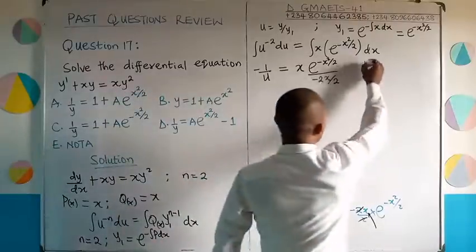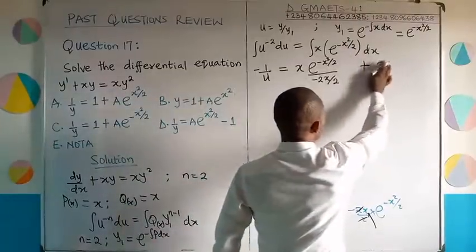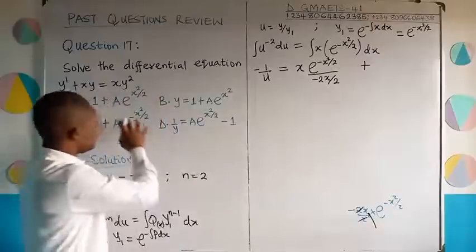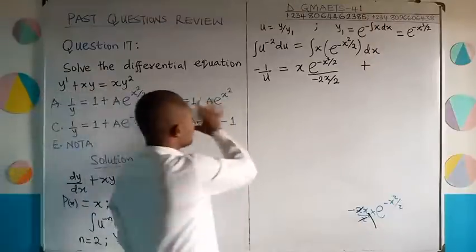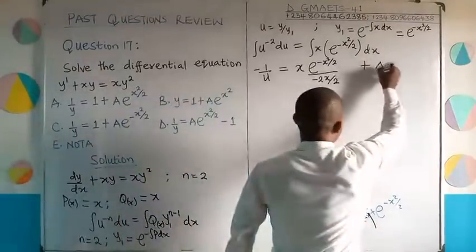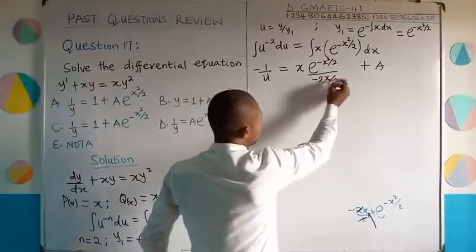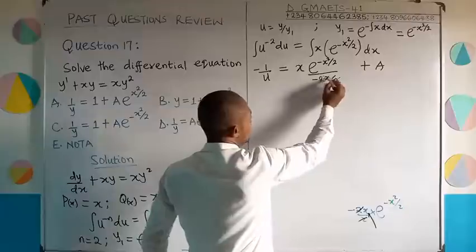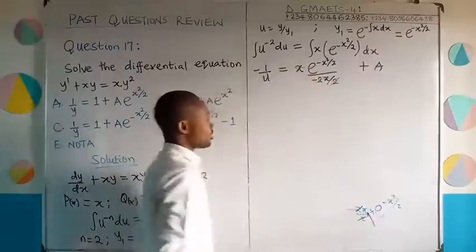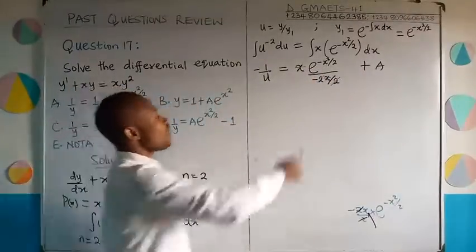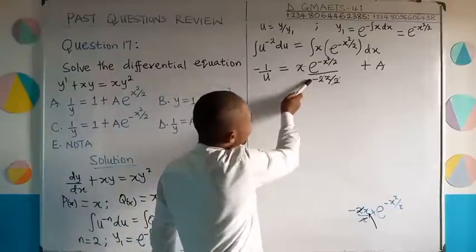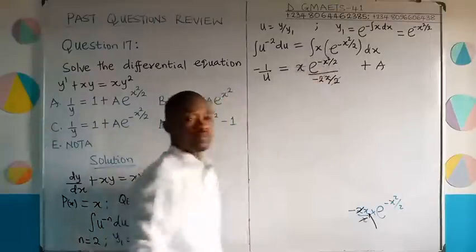Having integrated this, I'll simply put plus c. But let me hold on. Here, the constant of integration in the option is a. So I'm going to put plus a. And then you would see that this 2 will cancel this 2. This x will also cancel this x. So automatically what we have here is simply minus exponential minus x squared over 2.